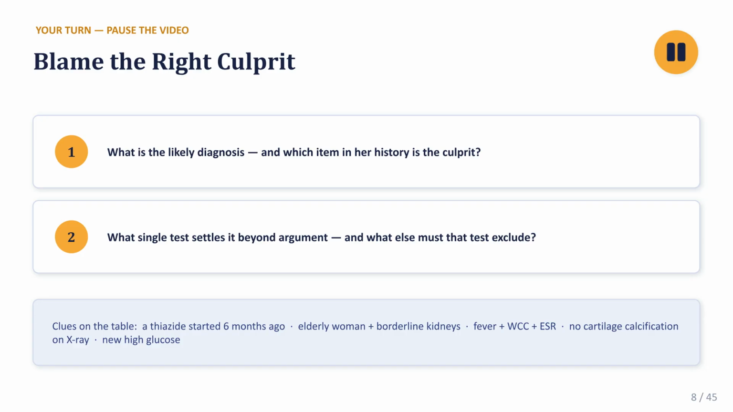What is the most likely diagnosis? Which specific item in her history is the culprit? And, critically, what single test is mandatory to confirm the diagnosis and rule out other potentially dangerous causes of a hot febrile joint? Your answer will define the next steps in management.